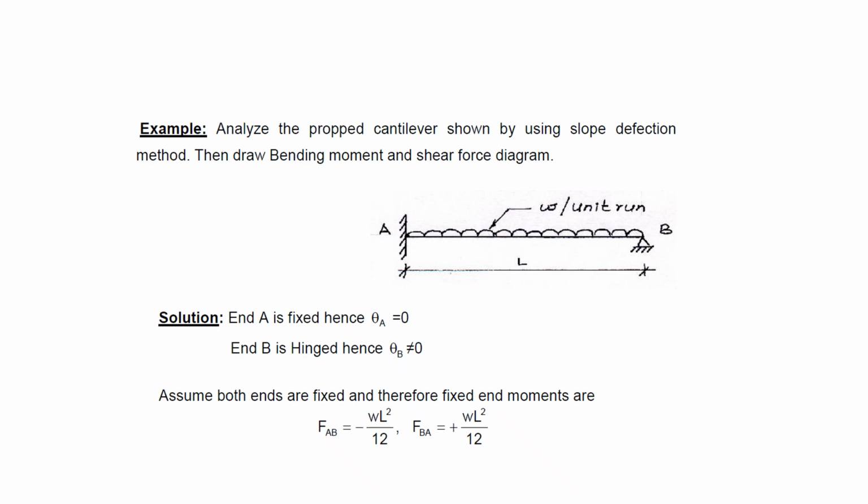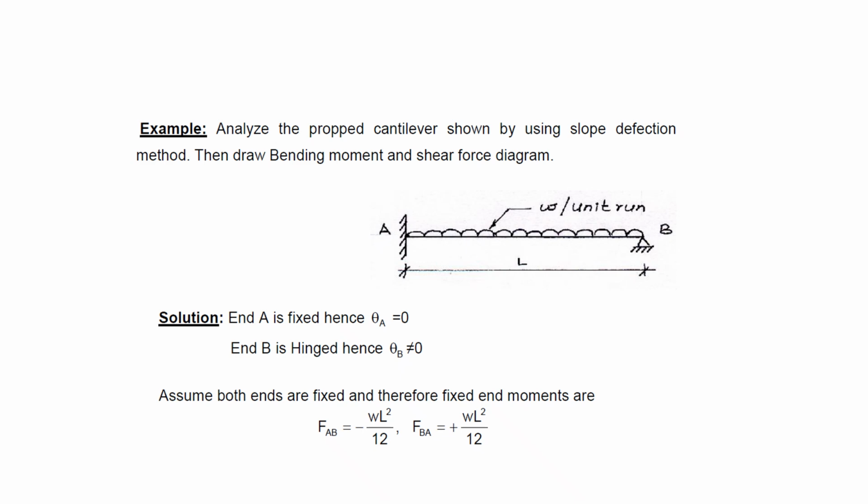Hello students, let us do the analysis of a propped cantilever beam by the slope deflection method. Based on the results, we can draw the bending moment and shear force diagram. So you can see a propped cantilever beam which is fixed at A and simply supported at B. It is provided with a UDL and the span length of the beam is L.